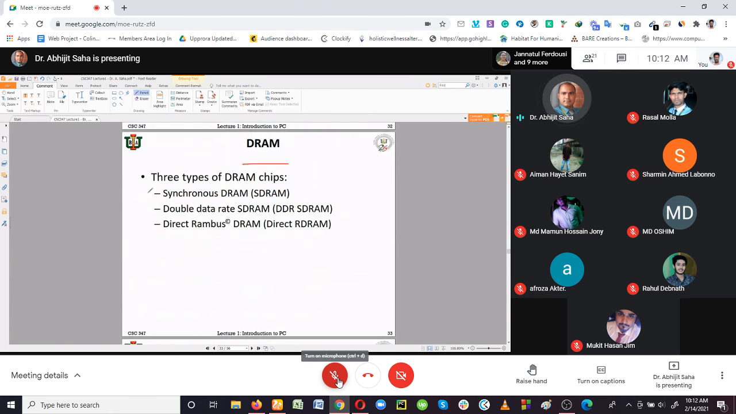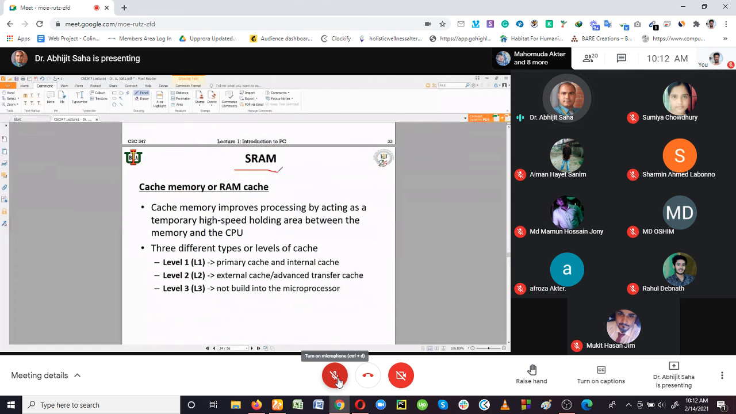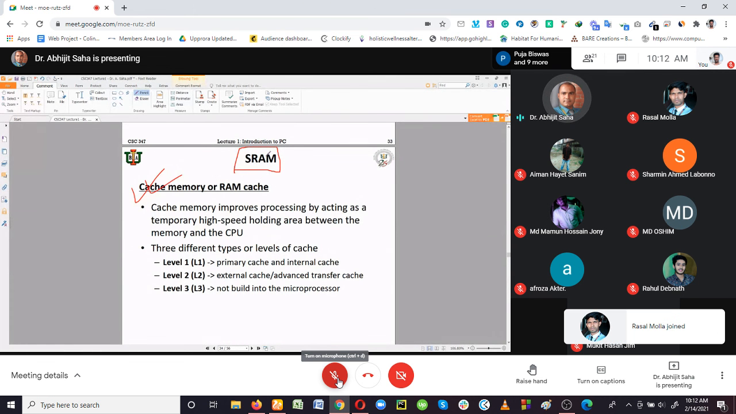And we have said that there are different types of DRAMs. Among these three, the direct RAM bus is the fastest one. And we have the SRAM, so we have talked about the cache memory. The example of the SRAM, the static RAM, is the cache memory. What is the cache memory?